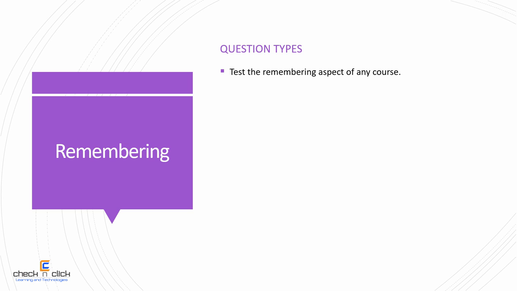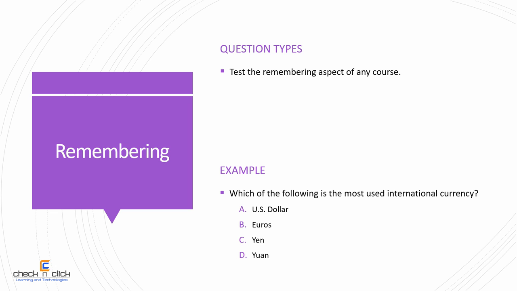To test the remembering aspect of any course, you can include a wide variety of question types. This includes multiple choice questions, multiple response questions, true or false, etc. The questions can be simple and ask learners to answer based on straightforward facts or information from the training. For example, you can ask simple questions such as the sample question shown on the screen. In the sample question, you are simply asking the learners to identify the most prevalent international currency.